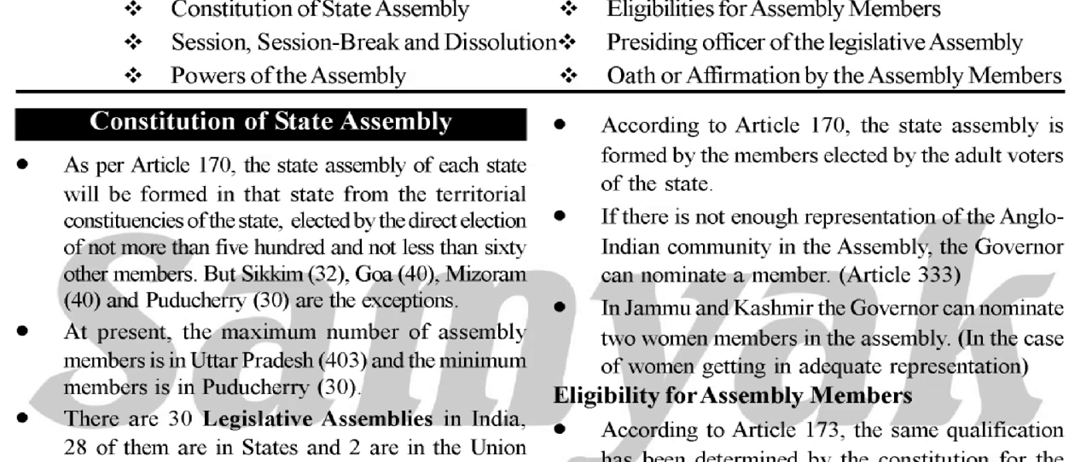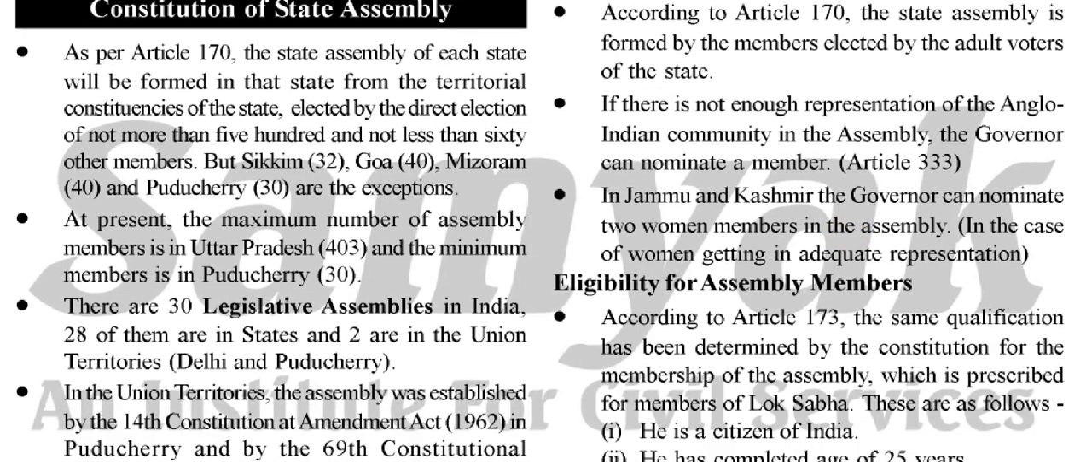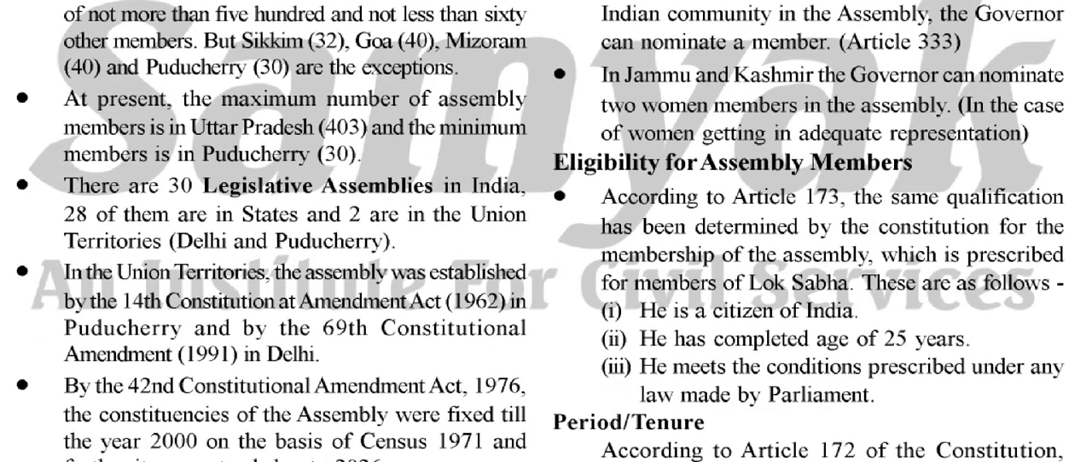According to Article 170, the State Assembly is formed by the members elected by the adult voters of the state. If there is not enough representation of the Anglo-Indian community in the assembly, the governor can nominate a member, Article 333. In Jammu and Kashmir, the governor can nominate 2 women members in the assembly in the case of women getting inadequate representation.